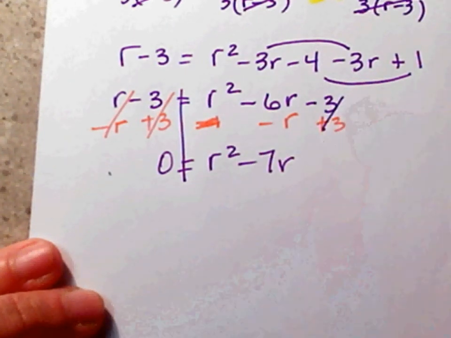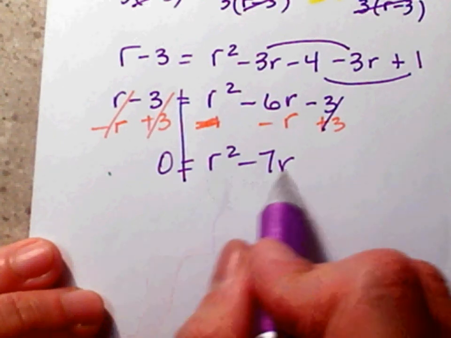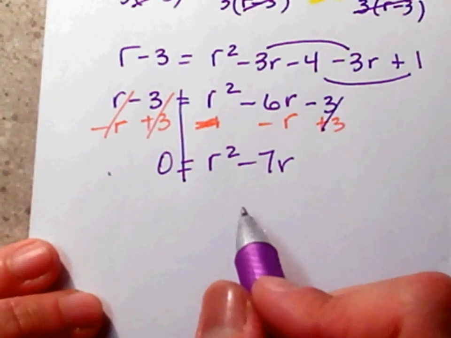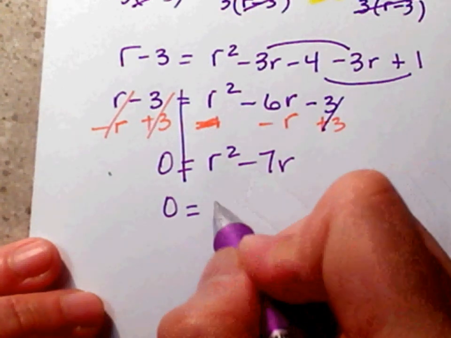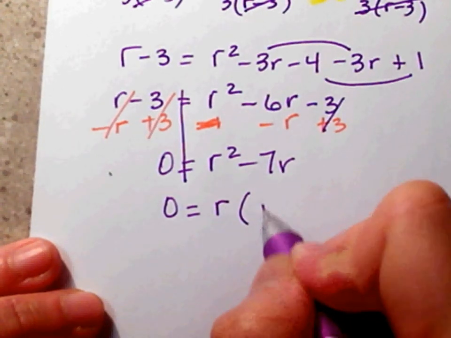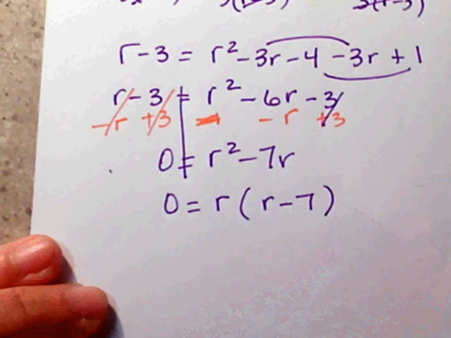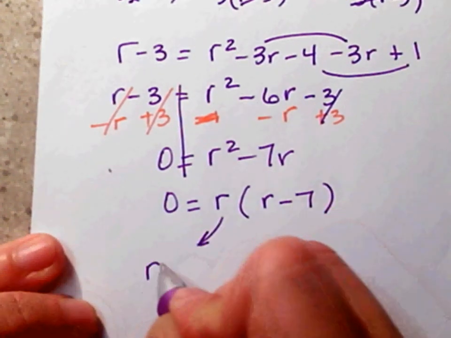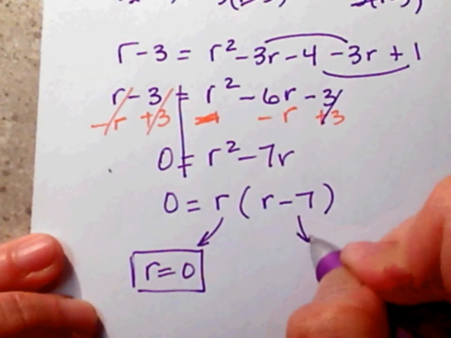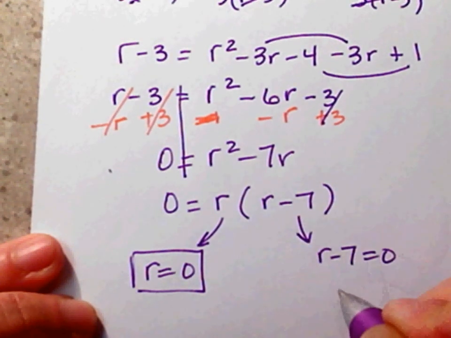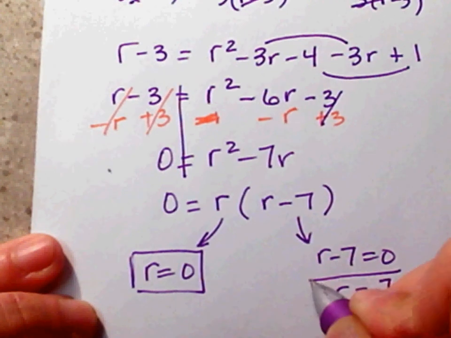You can use the quadratic formula, but I think it'll take you longer, so I'm just going to factor. Factor out your r. What do you have left? r minus 7. Set that r equal to 0. There's one of your solutions. Set this one equal to 0, and r is equal to 7. There's your other solution. Notice I have 2 answers.